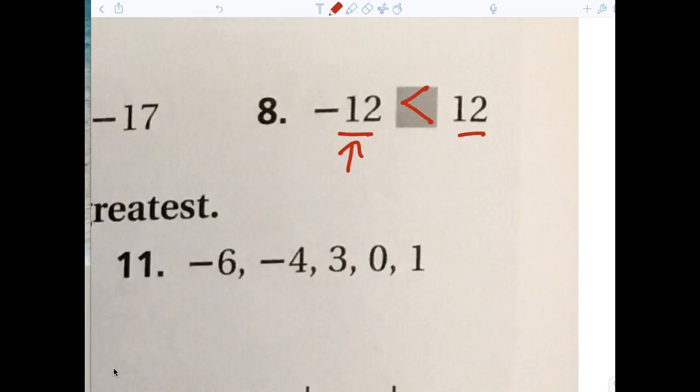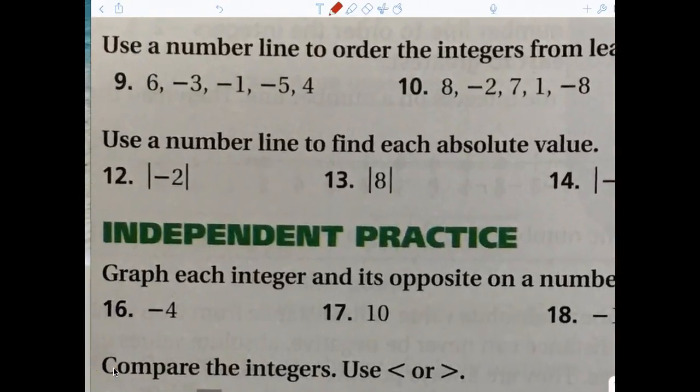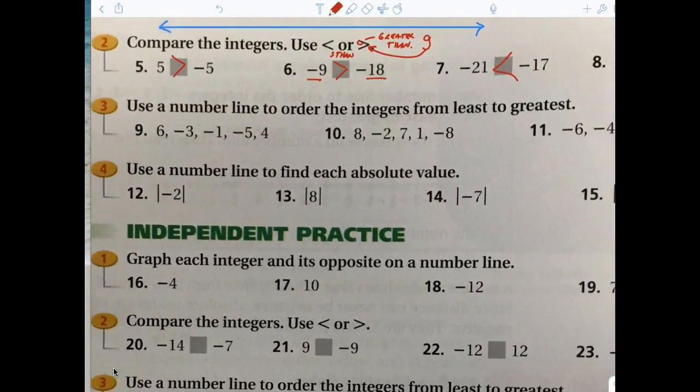Let me just call on people, okay? All right. Now, look at number 9. We're writing from least to greatest. Okay, so we go -5, -3, -1, 4, 6.